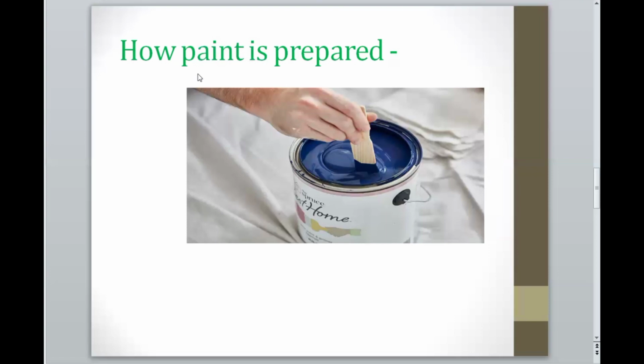And if we add a different color of pigment, then this paint produces that type of color. Means if we add a blue color of pigment in the paint film, then we get the blue color of the paint. Okay, so that way the paint is prepared.